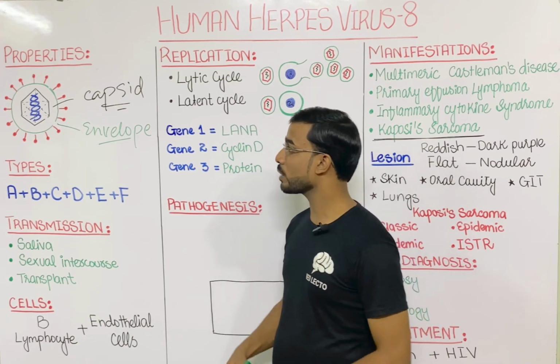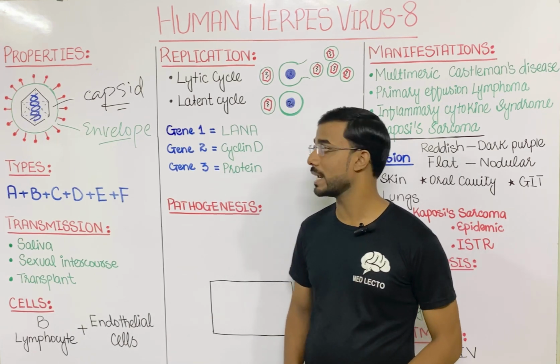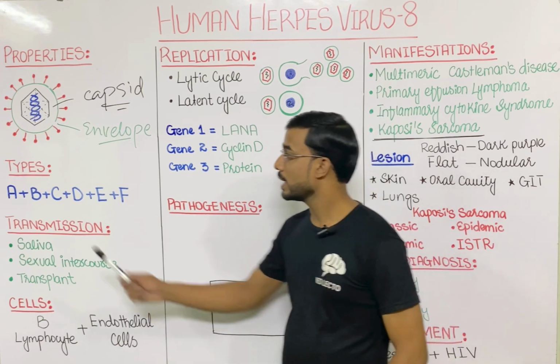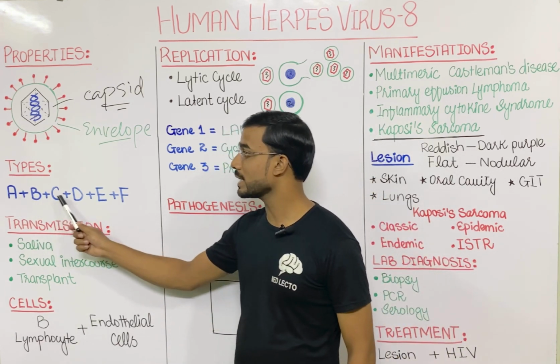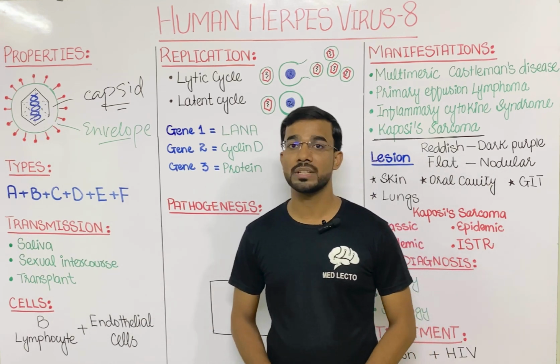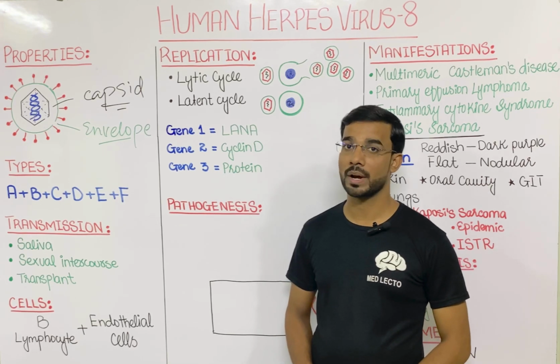Next, if we look at the types of the human herpes virus 8, you will see six most important subtypes: type A, type B, type C, type D, type E, and type F. So these are basically the six most important types of the human herpes virus 8.